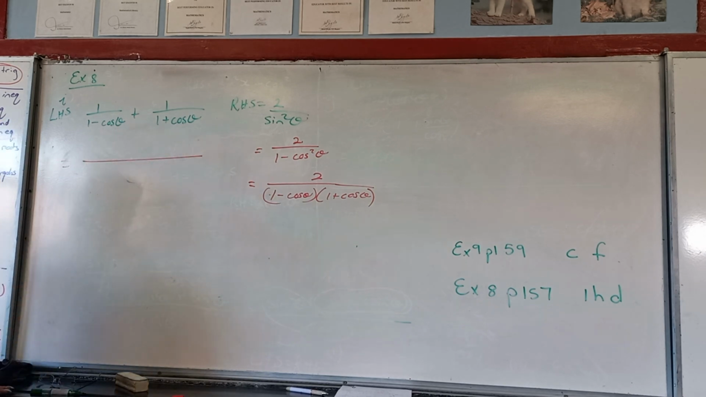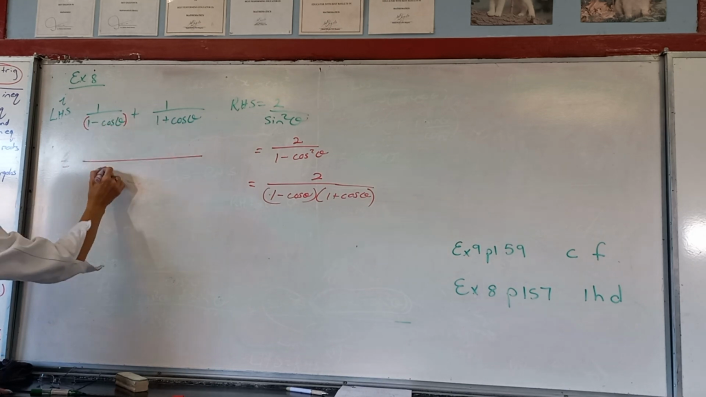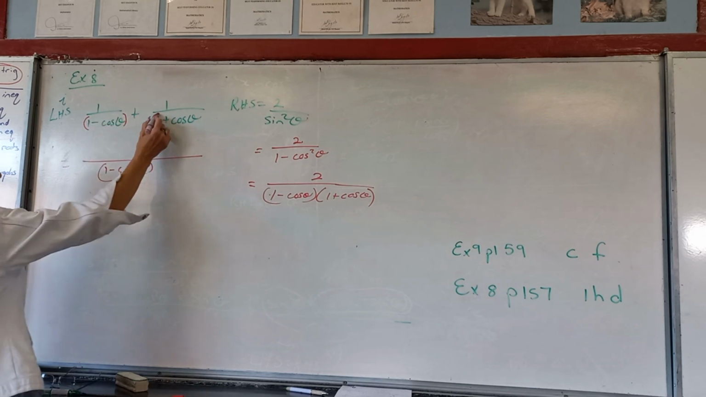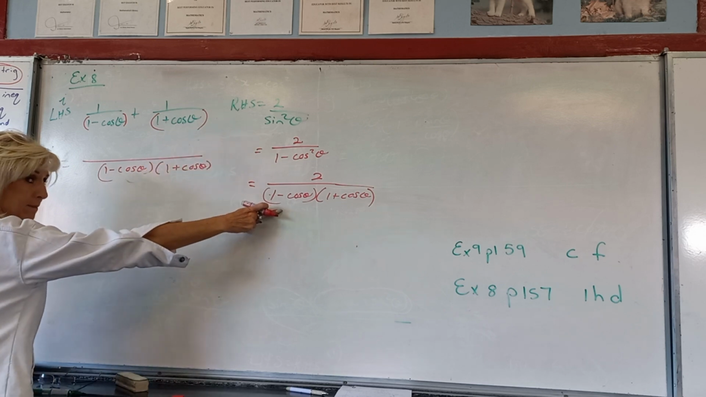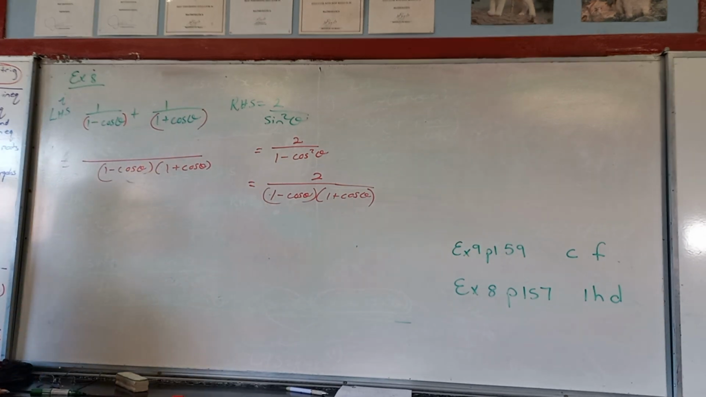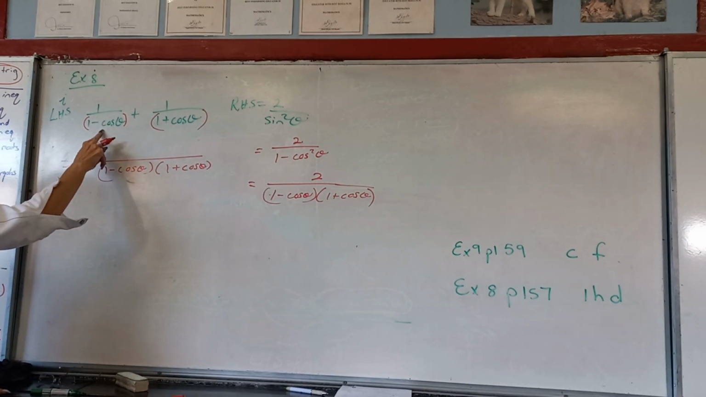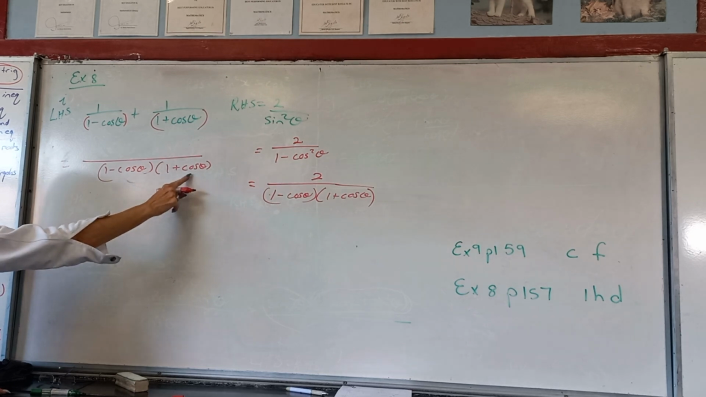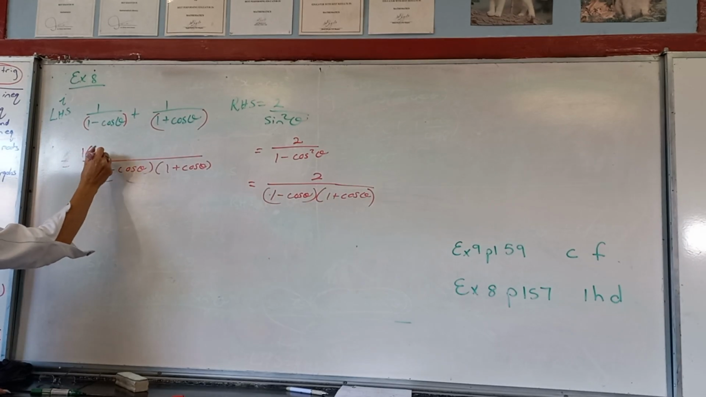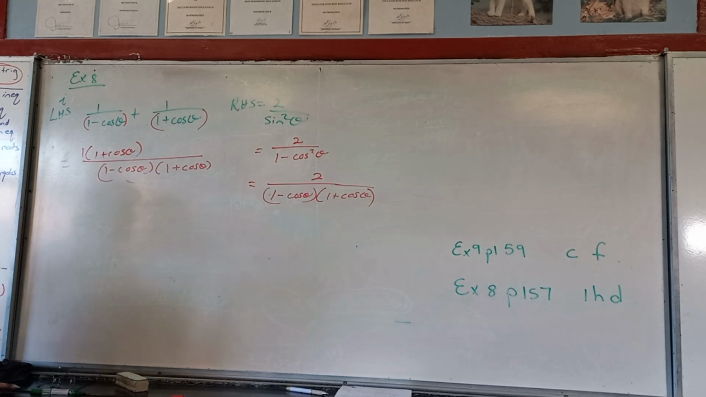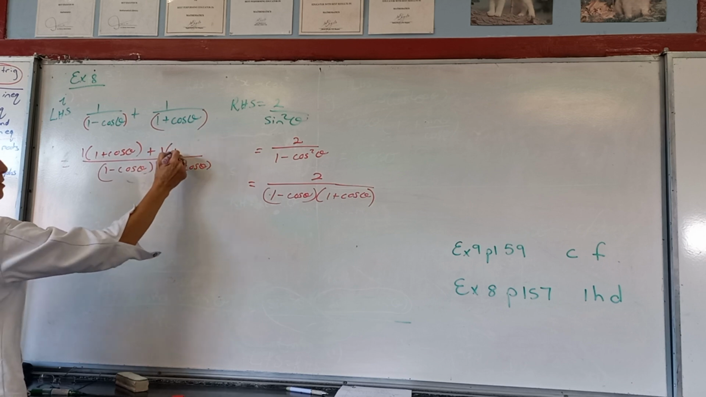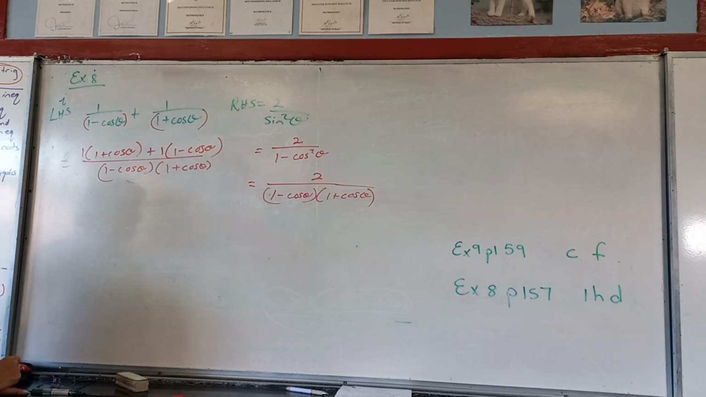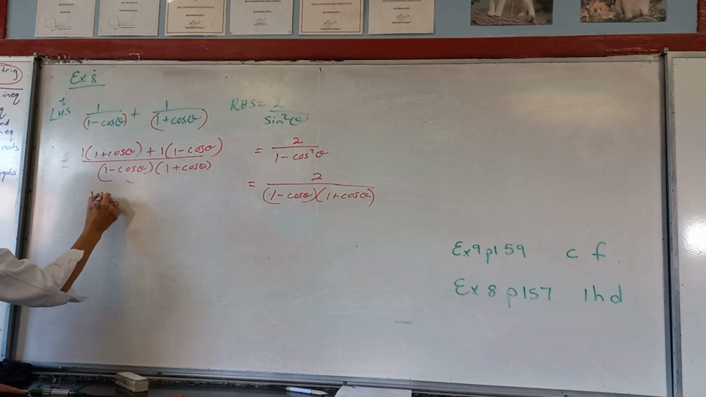Of these two denominators, what is the LCD? That whole bracket and that whole bracket. And at the top? What did you time at the bottom? 1 plus cos theta bracket. Yes. So that 1 must be timed with 1 plus cos theta. It's not necessary for the brackets, but it's safe. Then plus 1 must be timed with 1 minus cos theta. Right?